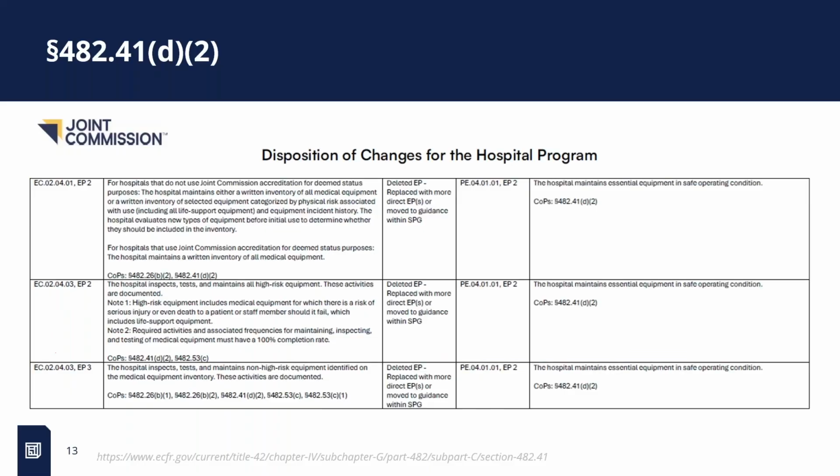So here is paragraph 482.41(d)(2), and where it comes from. Here's the specific EPs here. This is from the crosswalk itself, and you can see that it's a deleted EP, and now, hey, look, it's PE 04.01.01 EP2 that it's there. So PE 04.01.01, I just copied the slides and put them in here.